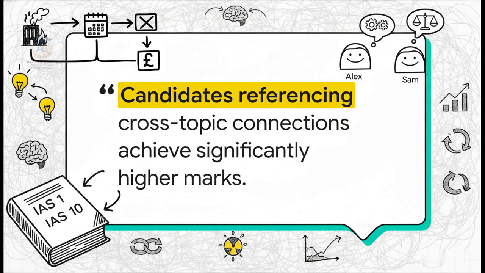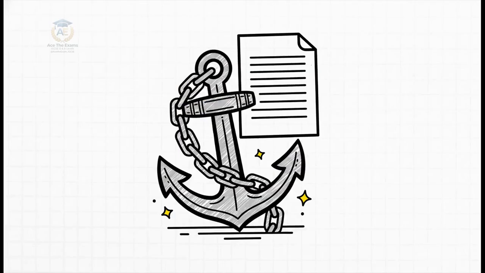If that going concern assumption is no longer appropriate, IAS 10 dictates that the financial statements must be fundamentally rewritten on a breakup basis. Sam and Alex realize that connecting IAS 10 to IAS 1 perfectly fits the highest tier of the mark scheme parameters. As Alex and Sam continue to write out their sentences live, they encounter a crucial examiner alert.